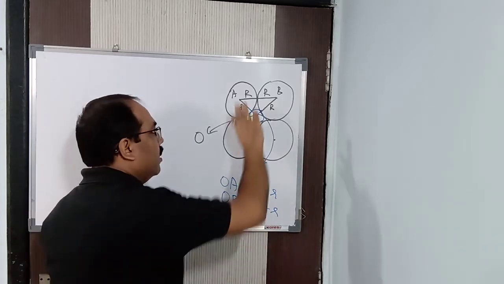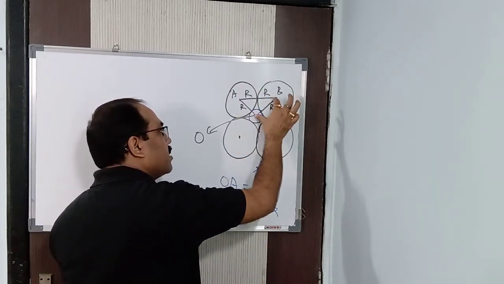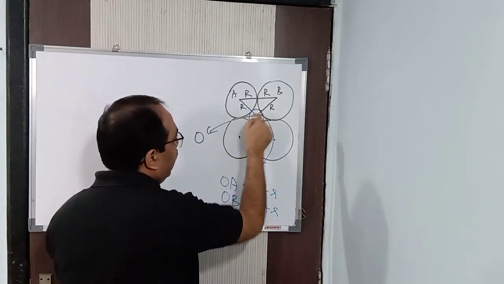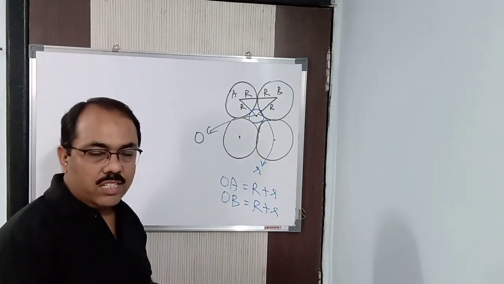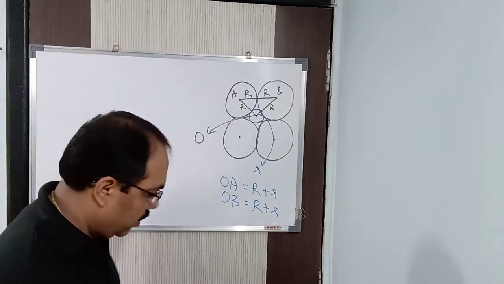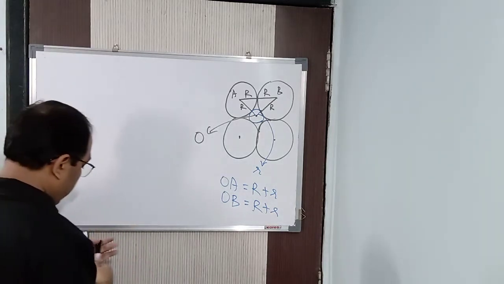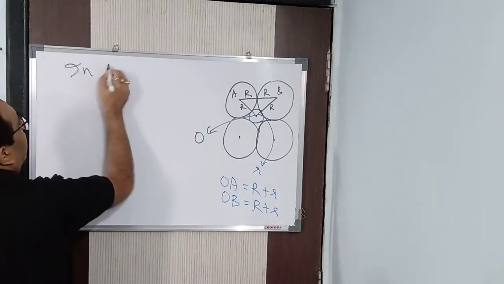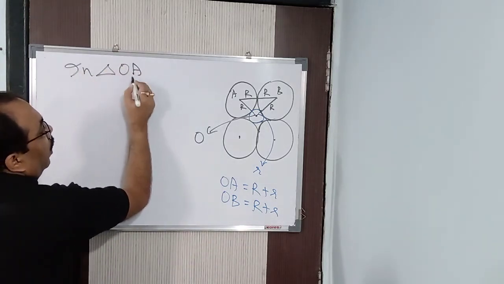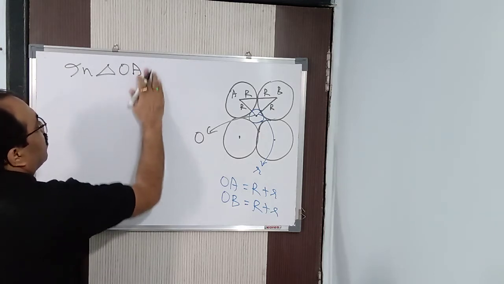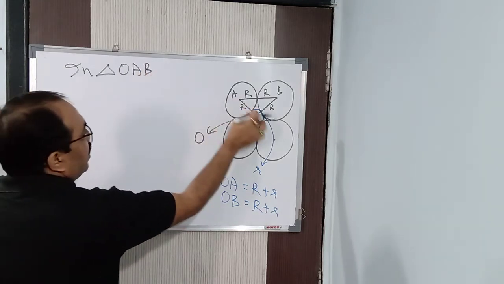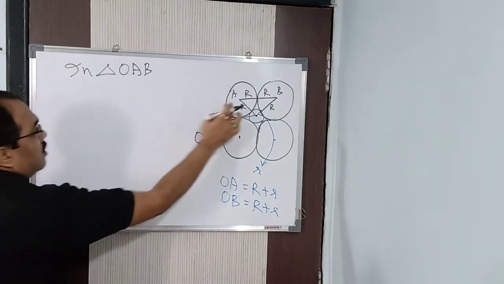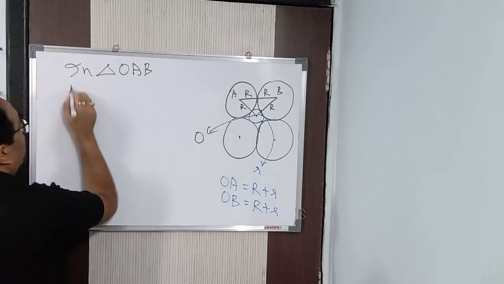I do not have to say much, because this is R plus R, and this is R plus R. So both the sides are equal, so it is isosceles. And here this angle will definitely be 90 degrees. You know that it is an isosceles right angle triangle. You might have studied that in maths. All right. So now in triangle OAB, this is your right angle, understood? AB is the hypotenuse.